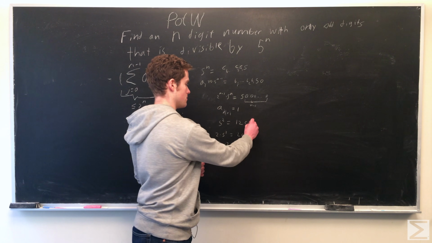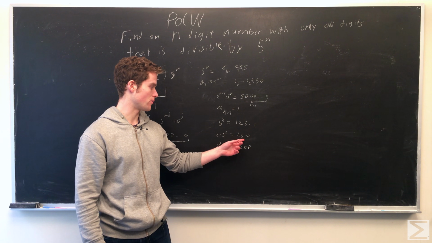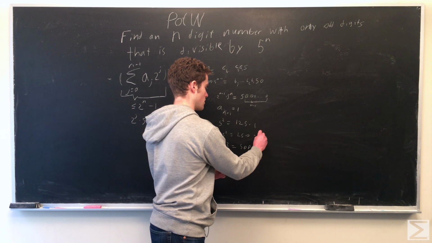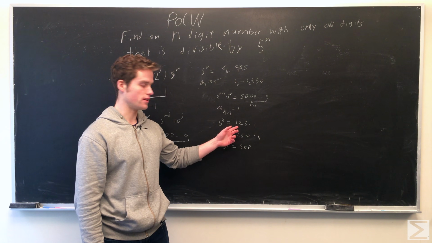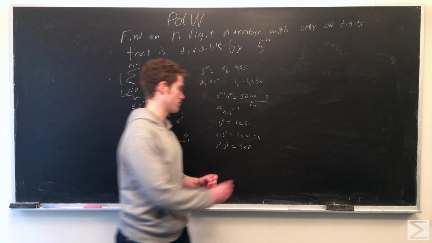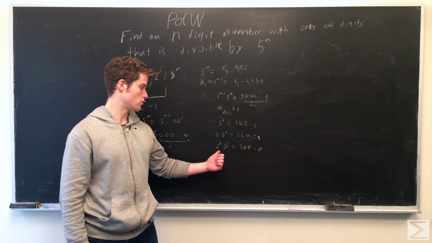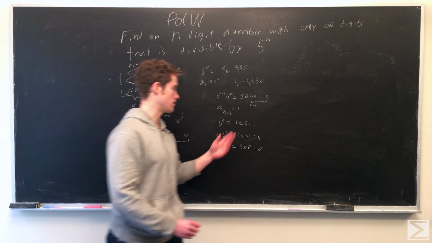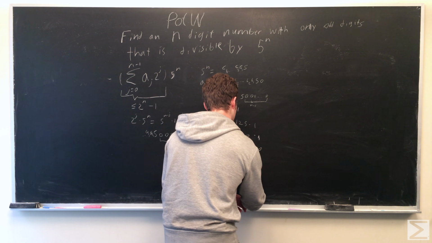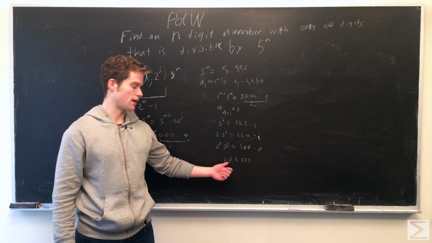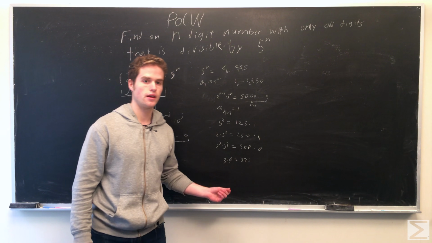Here, we're going to have 1 times 5 to the 3. Now 2 is even, so we want one of these. We're going to have 1 times 2 times 5 to the 3. And then 2 plus 1 is 3, which is odd. So we're going to have 0 times 2 to the 2 times 5 to the 3. And adding these up, we see 3 times 5 to the 3 is a 3-digit number with only odd digits, 375.